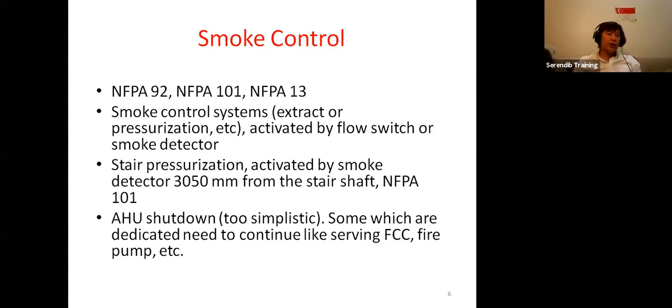The other one is AHU shutdown. The air handling unit is a machine that cools down and distributes cold air to the whole building. Shutting them down altogether, yes, this is permitted in NFPA. But this is again a bit too simplistic in my opinion. It should be looked into in more depth, because not all AHUs should be shut down, because some areas need to retain the cooling system.